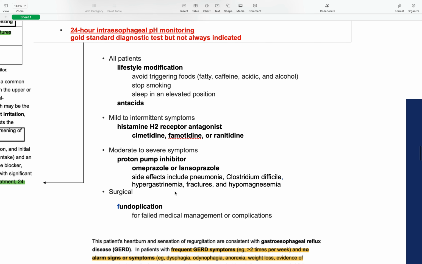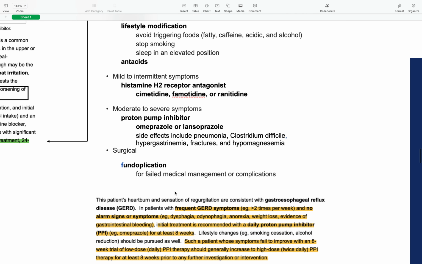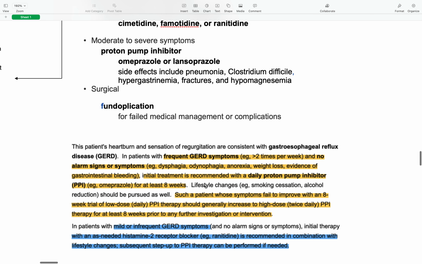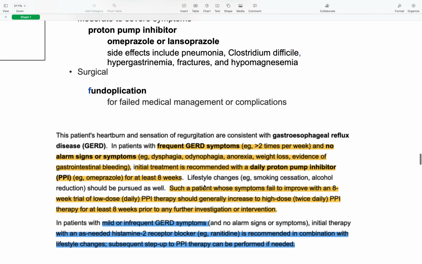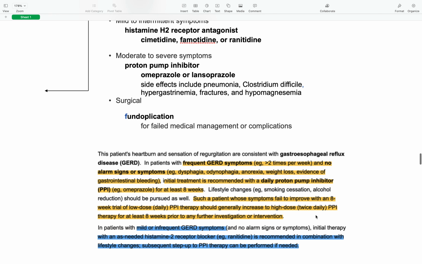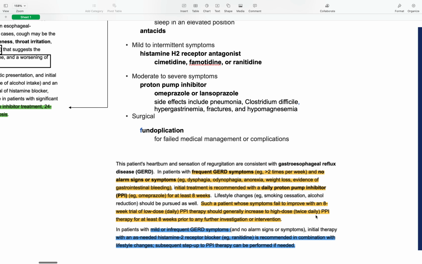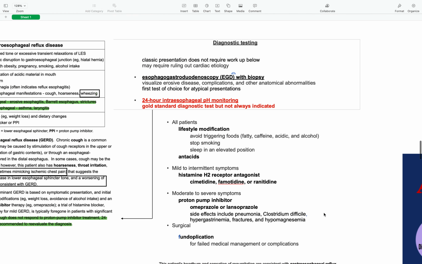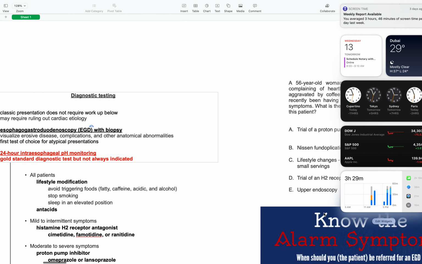Sometimes, let's say you treat your patient with proton pump inhibitors once daily for 8 weeks. If that doesn't improve the symptoms, then you want to escalate your treatment to twice daily. So that would be a high dose, twice daily of PPI again for 8 weeks. Okay? So basically, it's a step up therapy. All right? So that is how you treat GERD. Let's solve a question related to this.